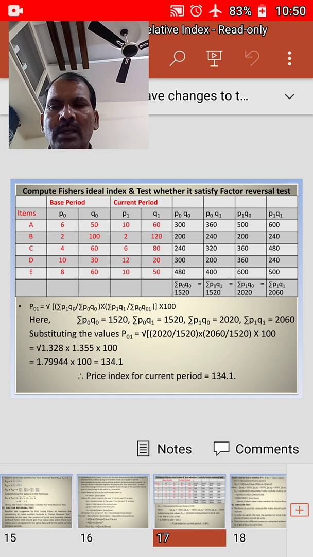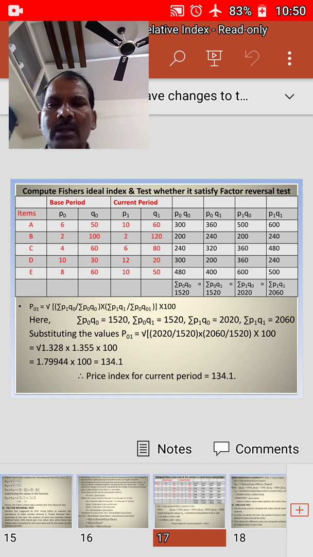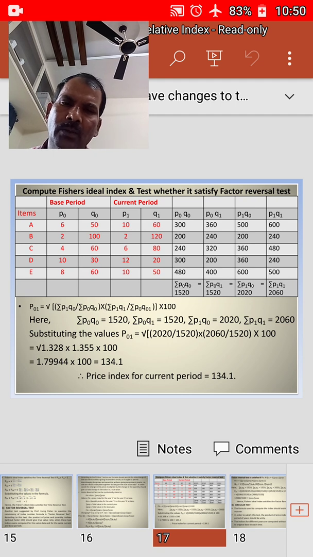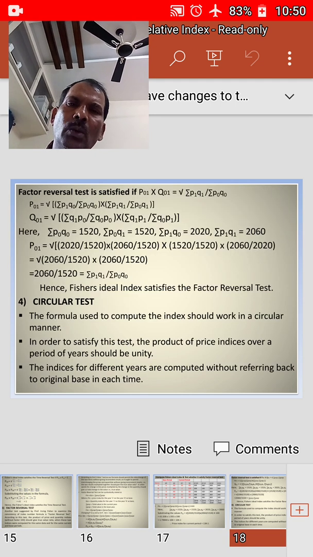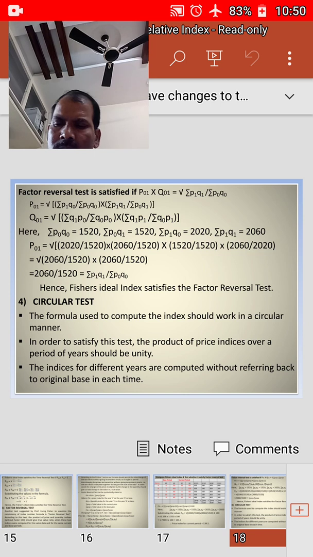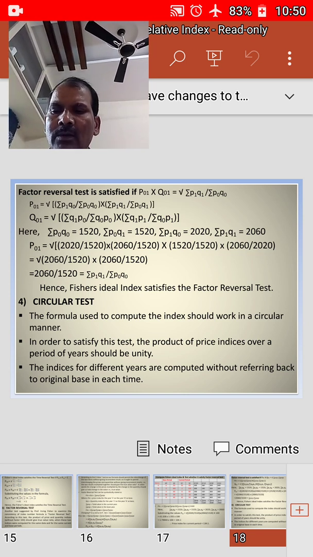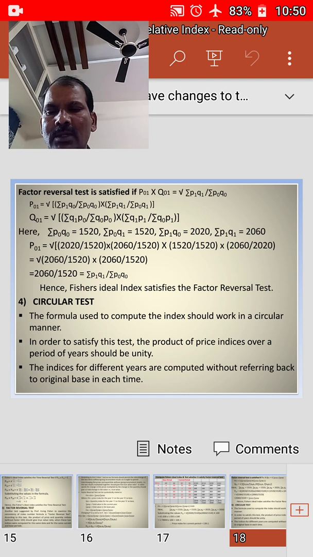While computing various kinds of indices, the factor reversal test is completely ignored on account of the strong restrictions involved to prove this test. Okay, next we'll have the circular test. The circular test was first proposed by Westergaard and was highly favored by C.M. Walsh, who has named it the circular test. This is an extension of the time reversal test.